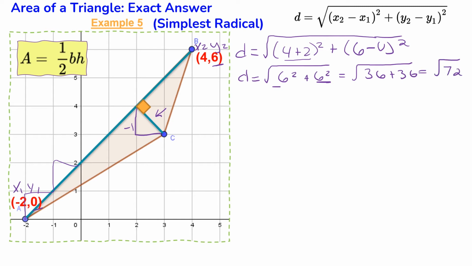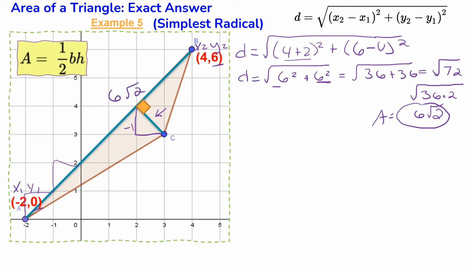And I'm going to actually write that in simplest radical form because I want an exact answer for this one. So remember, with simplest radical form, you need to find 2 factors of the number that you're given under the radical, and one of them is a perfect square. So factors of 72 where one is a perfect square are 36 and 2, because 36 is a perfect square, and the square root of 36 is 6, and that 2 stays under the radical. Alright, so the length of side AB is 6 square root of 2.